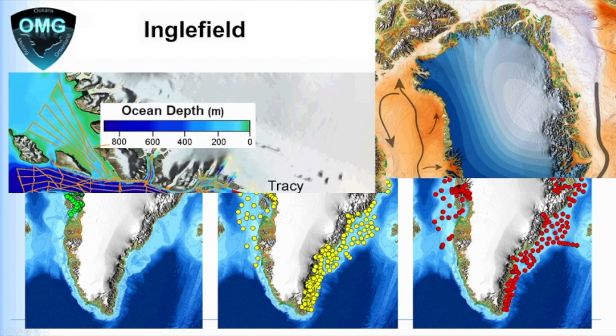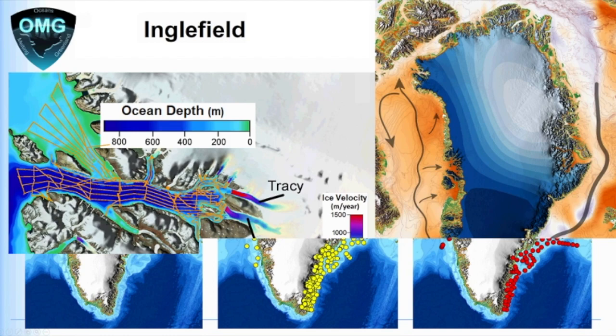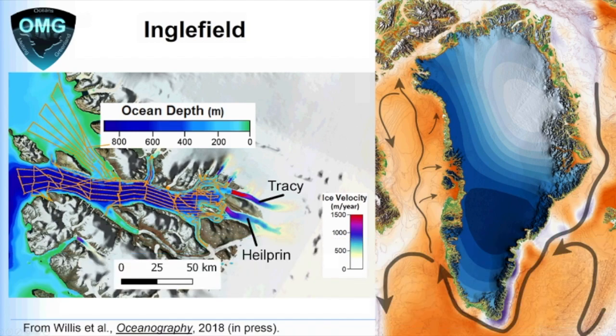These are some early results from a paper that was just published in Oceanography. It's actually published now. If you Google search for it, you can find it. Essentially, it was an analysis of two small glaciers in the far northeast corner of Greenland, in this long fjord called Ingelfeld. And at the end of the fjord, there are two glaciers, Tracy and Helprin.